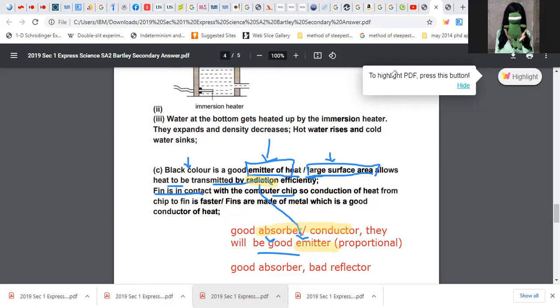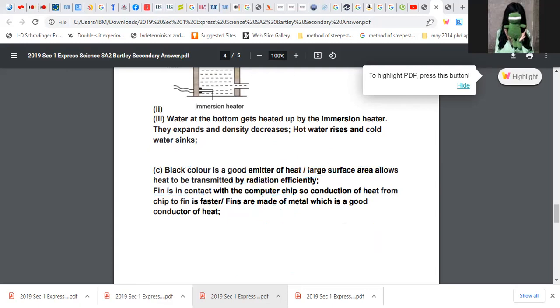Do you copy everything? Save screen? Yeah. Save already? Okay, move on. Next one.